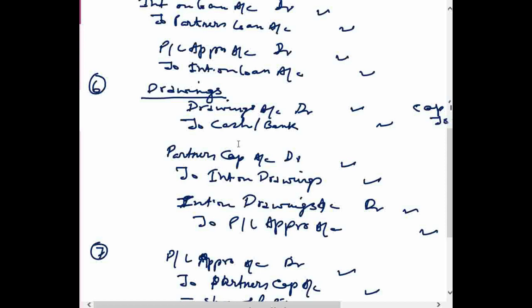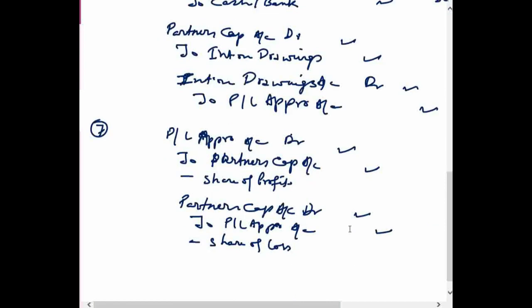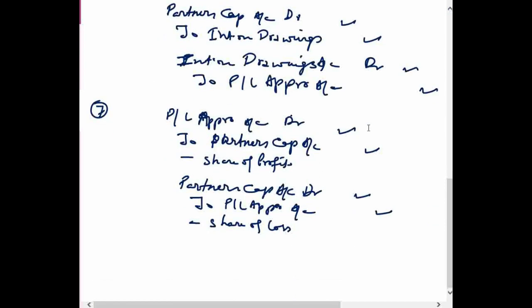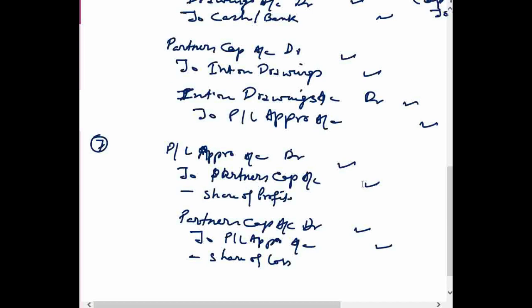For drawings, we first pass a drawings entry, which is drawings to cash and then capital to drawings. For a proper reflection in the account, we should show the breakup. For interest on drawings, being an income, partners' capital is debited to interest on drawings, and then interest on drawings is debited to the P&L appropriation account. In the end, we transfer the profit or loss to the partners' capital account this way. So these are the 7 pairs of entries we need to pass.